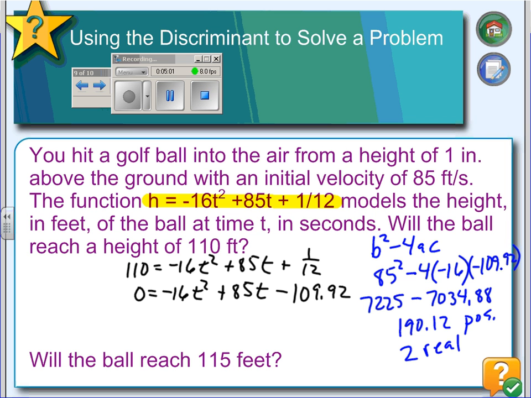which means the ball will pass 110 feet on the way up and it will pass it again on the way down, which gives us 2 times when it is 110 feet. So now you try that and check and see if it'll go 115 feet. And when you're done, you can check your solutions, and that's it for lesson 4-7.